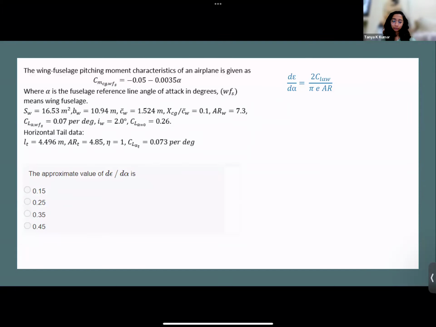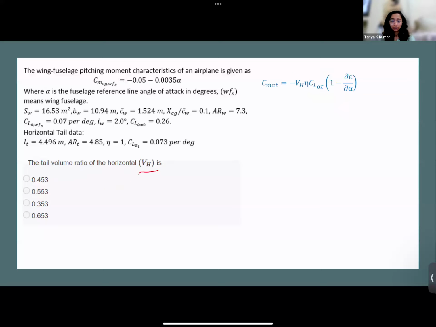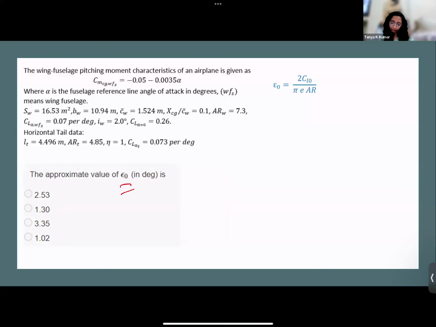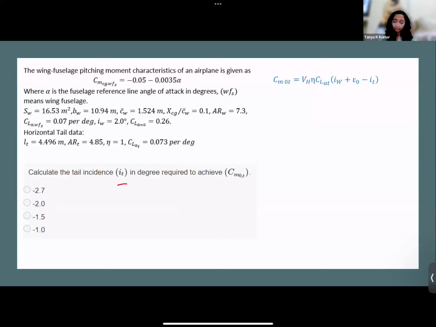Then they've asked you to find d epsilon by d alpha. This is the equation here. Why is this important? You need to remember that all of these equations are only valid in per radians. Okay. Then horizontal tail volume ratio using the formula ST upon S, and epsilon naught, and CM naught tail. So this is a question that I think you should take and try to solve, and we'll do it in detail in the next class.